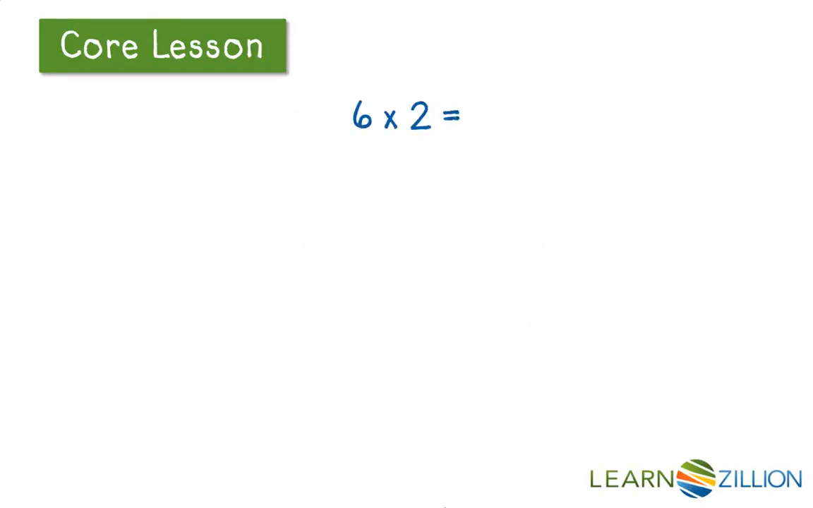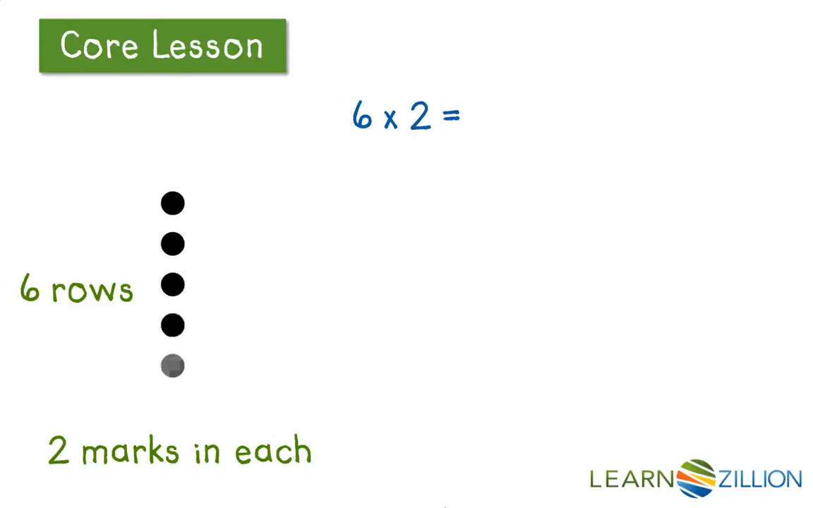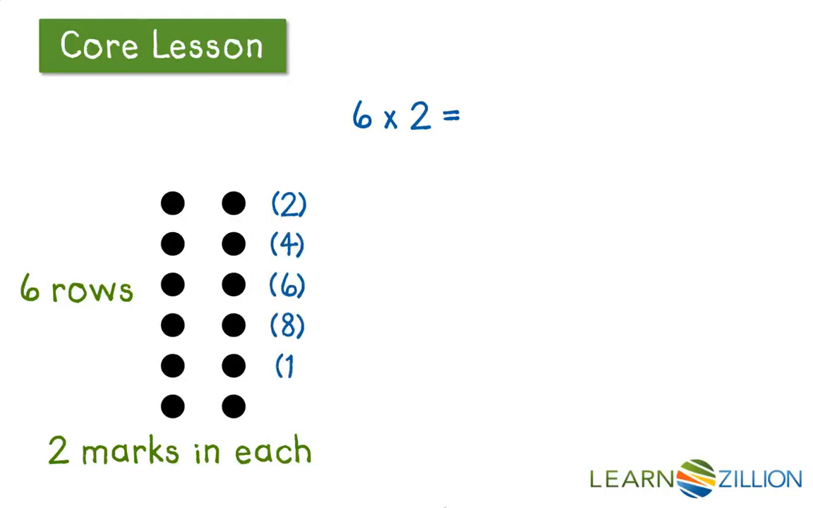Now I'll show you how to make an array to find the product of 6 times 2. Like with repeated addition, there are 2 ways we can represent 6 times 2 as an array. The first is, we can make an array that has 6 rows with 2 marks in each row. 1, 2, 3, 4, 5, 6 rows with 2 marks in each row. That gives us a total of 2, 4, 6, 8, 10, 12 marks in the whole array, so 6 times 2 should equal 12.